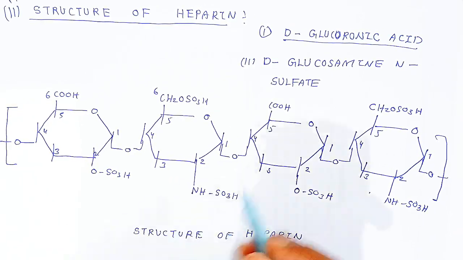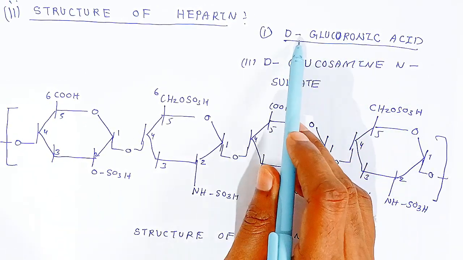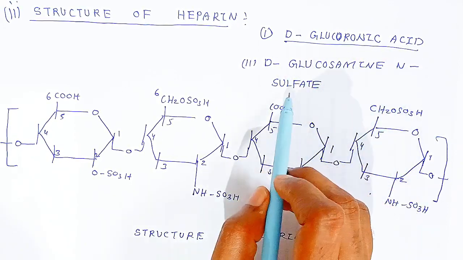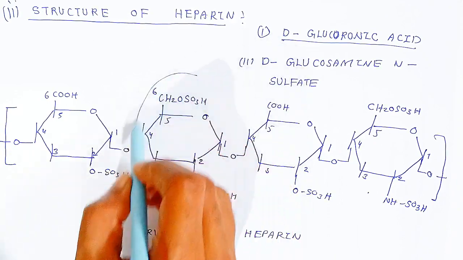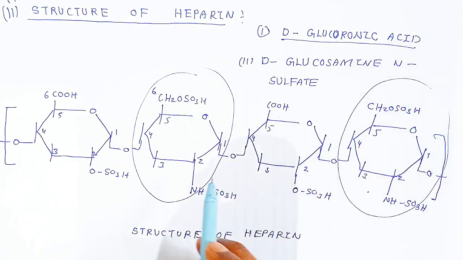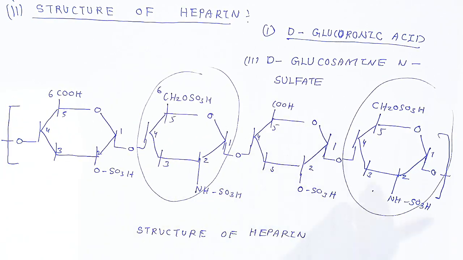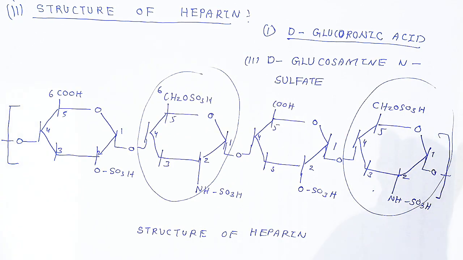Very simple, students. Here we have used two monosaccharides. First one is D-glucuronic acid and second monosaccharide is glucosamine N sulfate. These two are glucosamine N sulfate and this is D-glucuronic acid. Understanding, students? So this way, these are the heteropolysaccharides. This is very important from the examination point of view, students. So in the examination, this way, students, you can draw the structure, which is very easy.